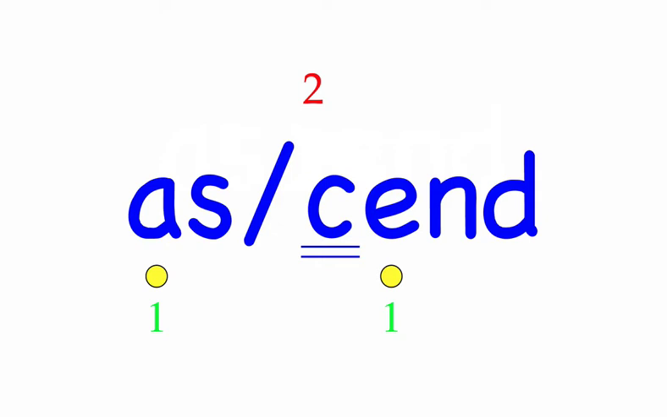Ascend. When C is followed by E, I, or Y, it will almost always represent its second sound. Here, SC does not form a team because the S and the C do not remain together in the same syllable. Tech. I had to call tech support. Tech. Three sounds. T, E, K. Tech. Mark the word. CH here is representing the K sound, so we double underline CH.